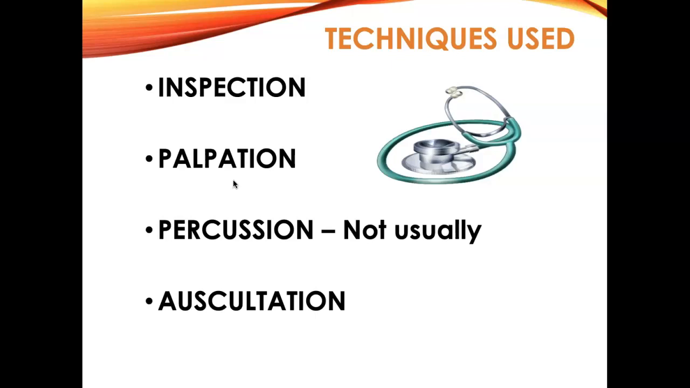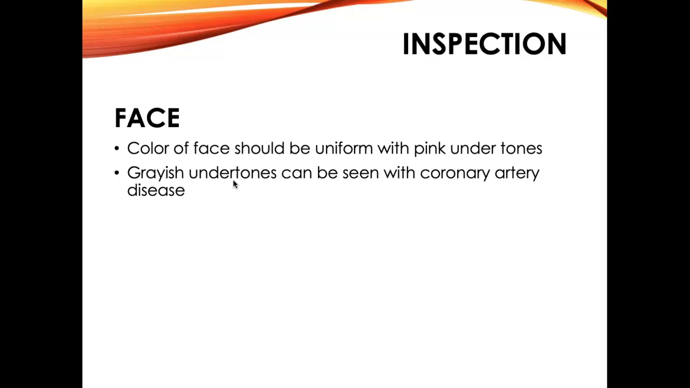So under inspection, we need to look at the color tones of the skin, and particularly the face. It should be nice and uniform with pink undertones. It shows that they're getting good blood supply and that they are being nicely perfused. Any type of grayish undertones might be a result of having some coronary artery disease or some perfusion issues.